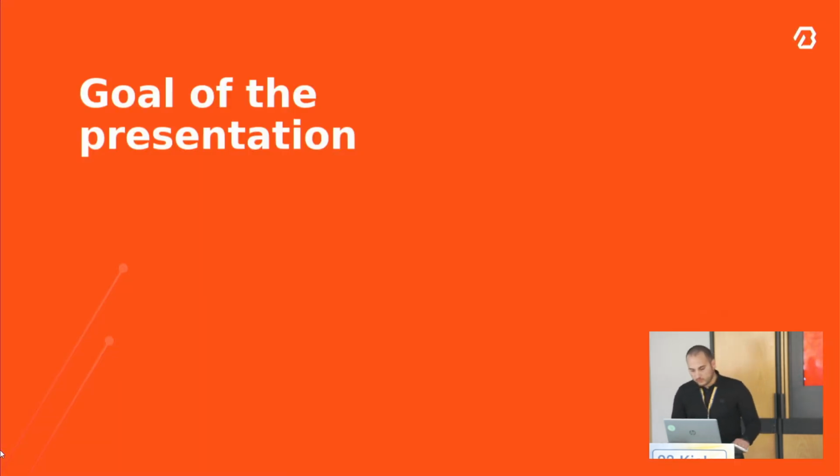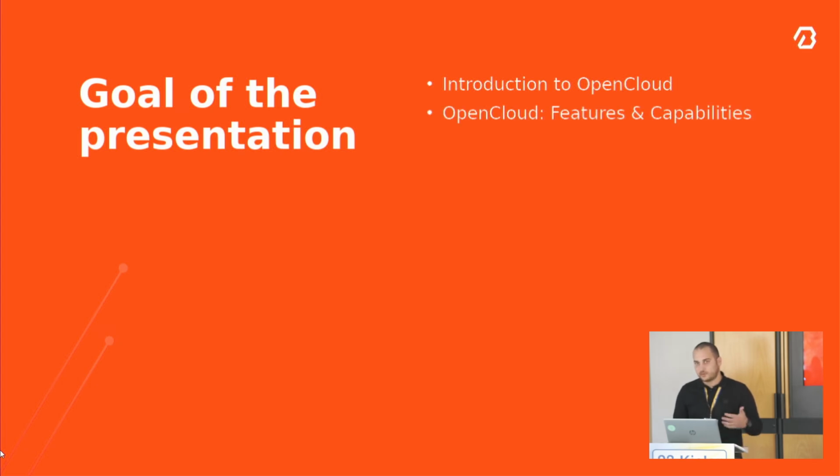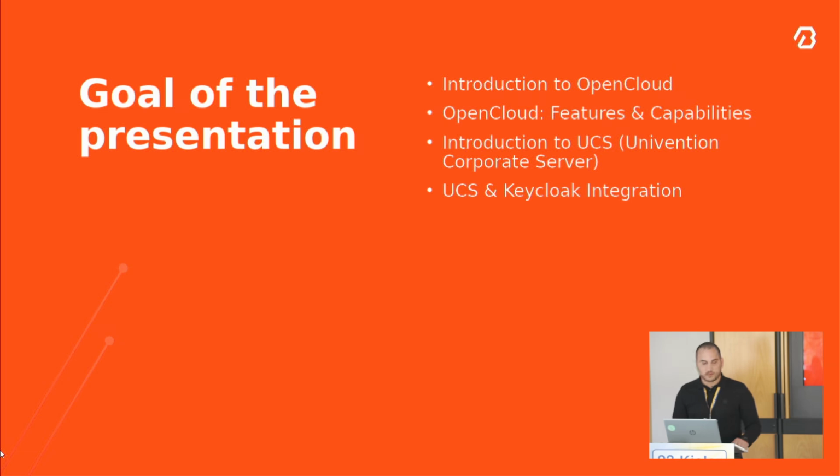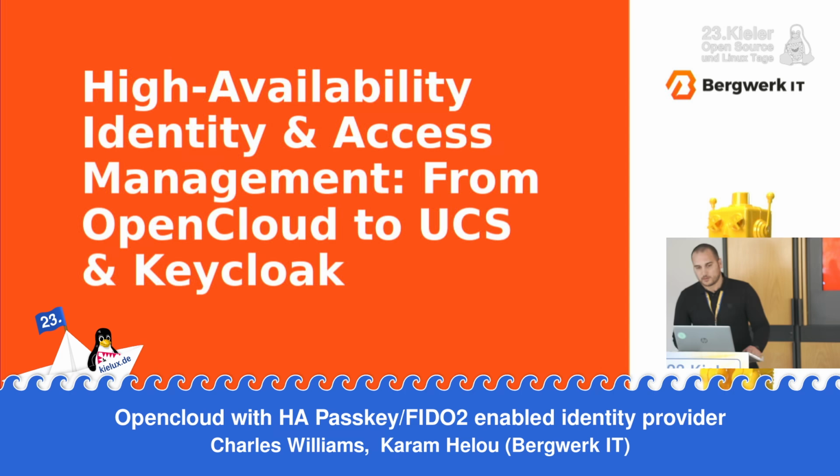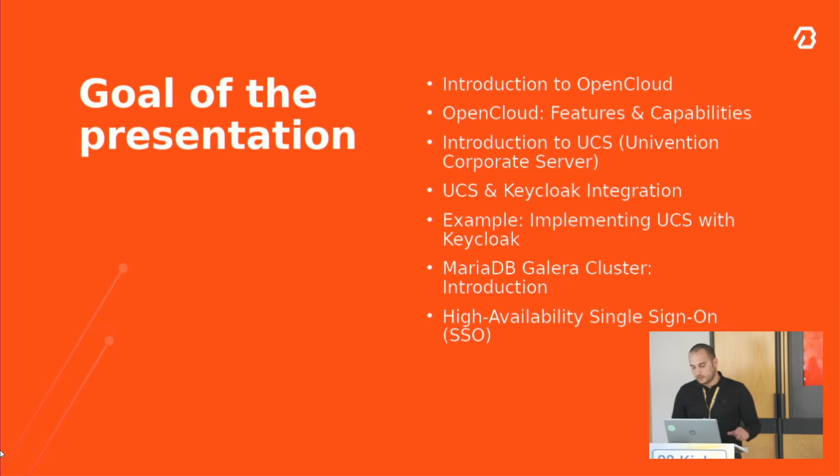So we'll start now with the goal of this presentation. We'll do an introduction to Opencloud, its features and capabilities. We'll move then to UCS, an introduction about it, and UCS and Keycloak integration. And as an example, implementing UCS with Keycloak, that's the example that will go as the high availability. Then the MariaDB Galera cluster introduction, and then the high availability single sign-on across different locations, and what's our current goal.